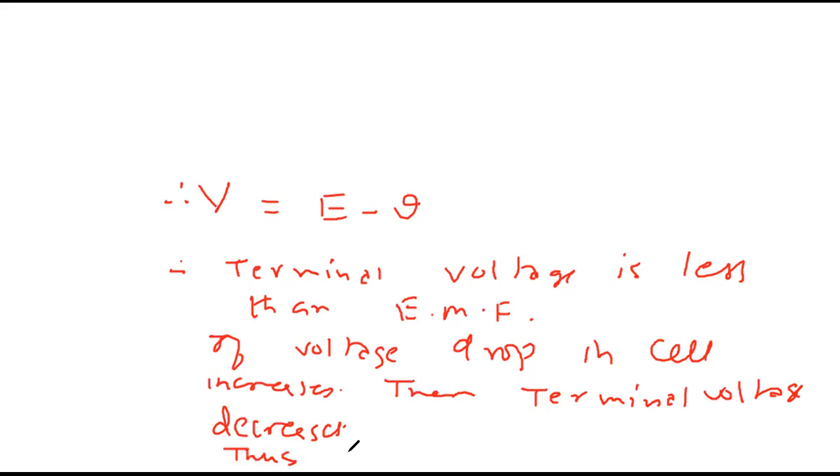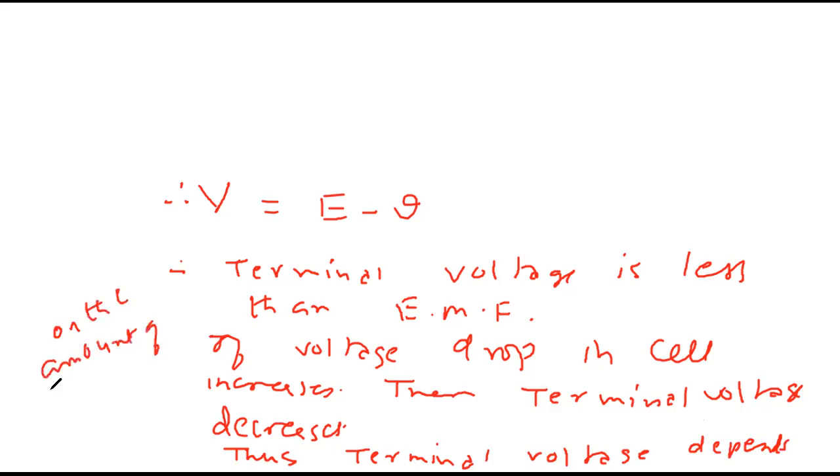Thus, terminal voltage depends on the amount of current drawn. Because the more the current drawn, the more charge will flow through the electrolyte, and more voltage will be dropped inside.